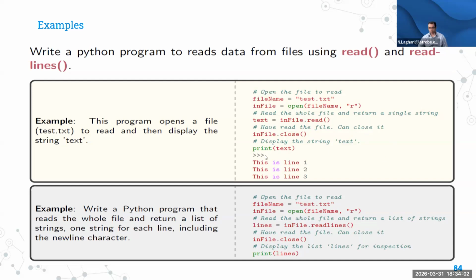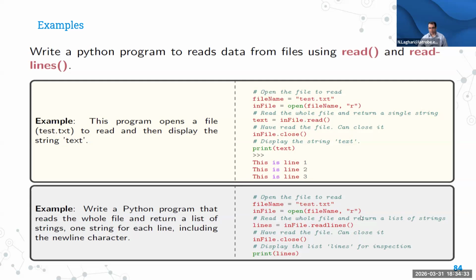Okay, so we have created our text, and even after closing the file, because the text has been stored, it is now in our Python program. Now we can safely close the file. We do not need it. The text is enough for us, and we can process it in that case. In the second example, write a Python program that reads the whole file and returns a list of strings, one string for each line.